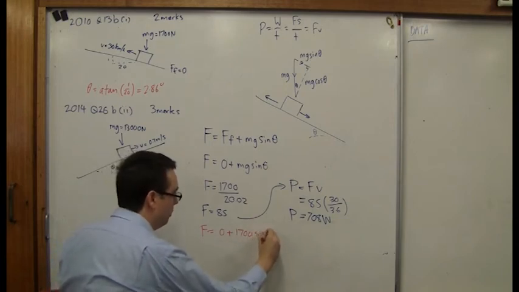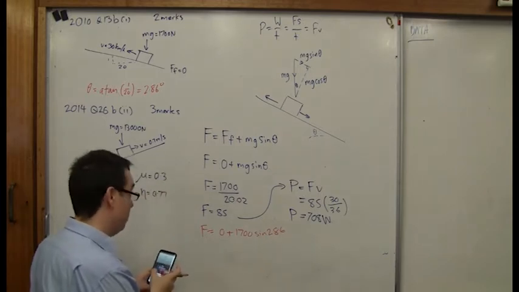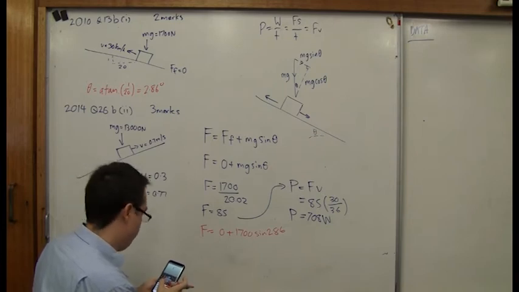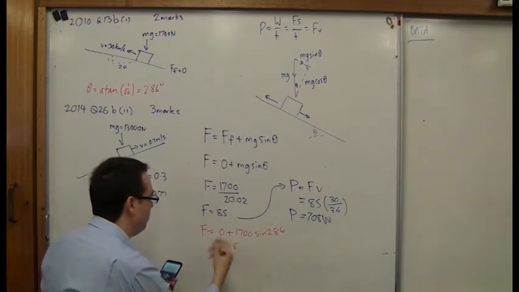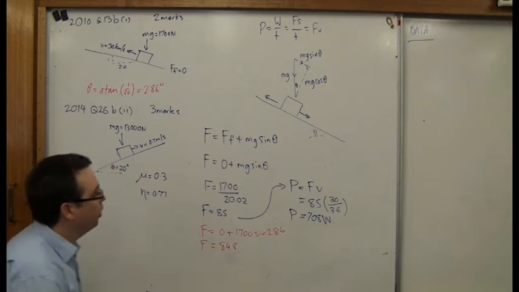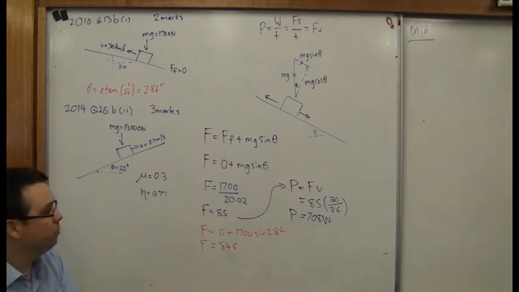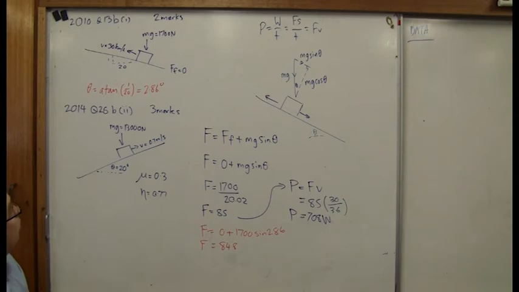So sine 2.86. Okay, 17. And we get an answer of 84.8. And that's probably because I had some rounding. So that's another way to approach that question, but we still get the same enough answer within the rounding error that we might use. Okay, so that's our first question.